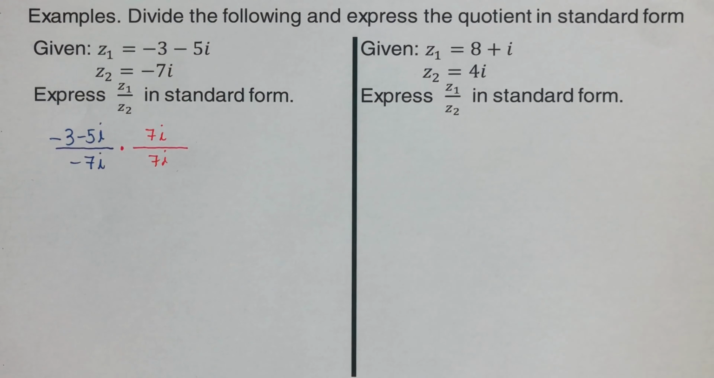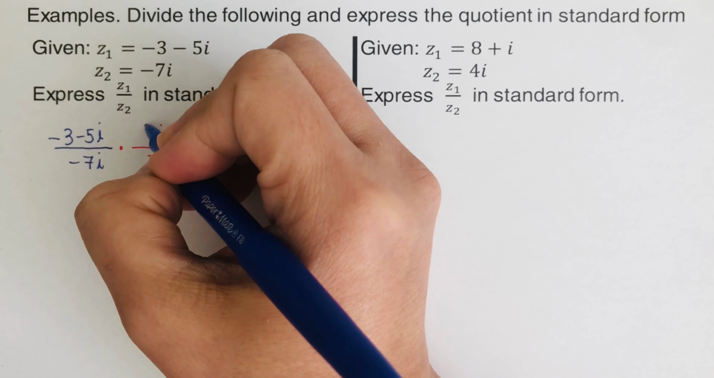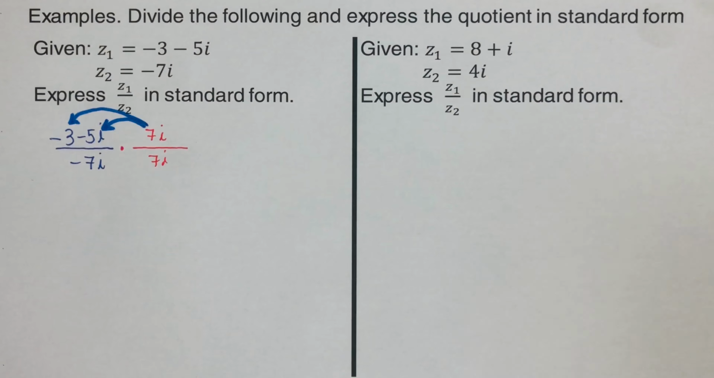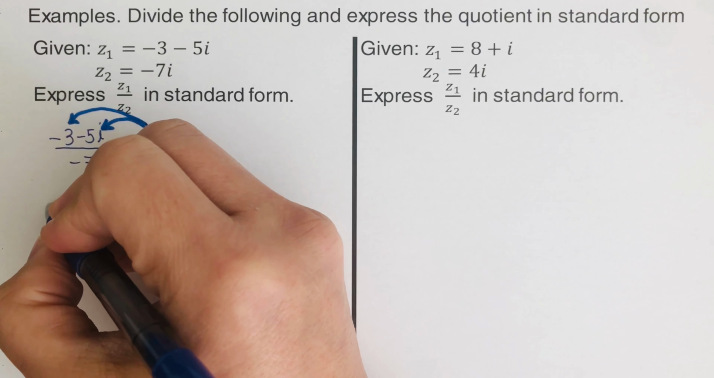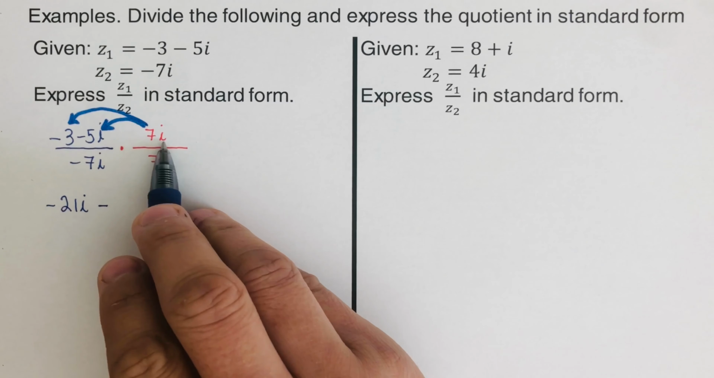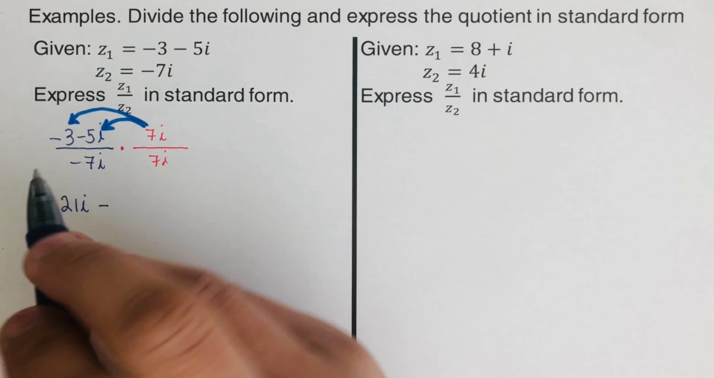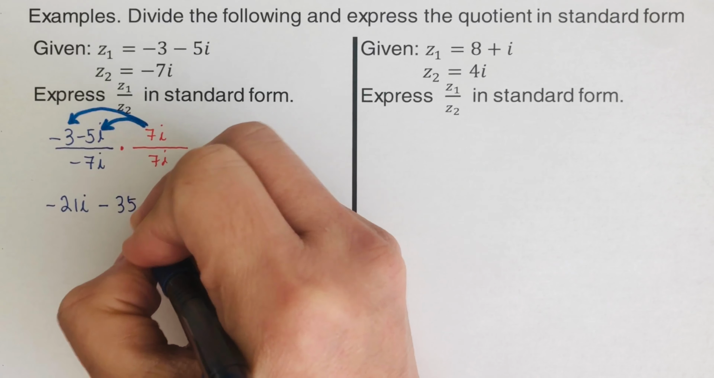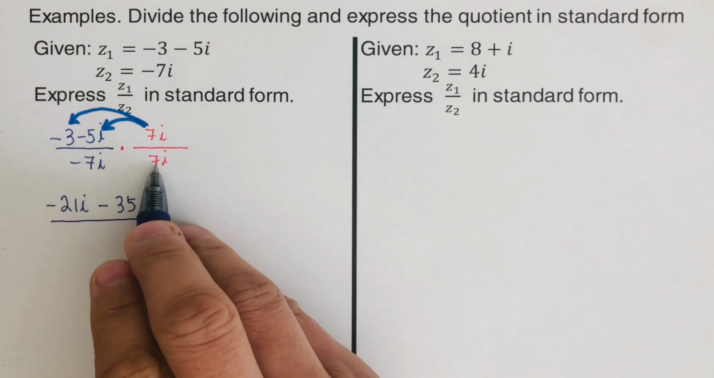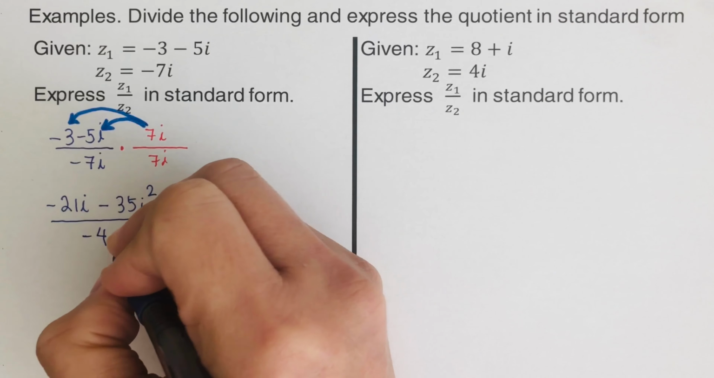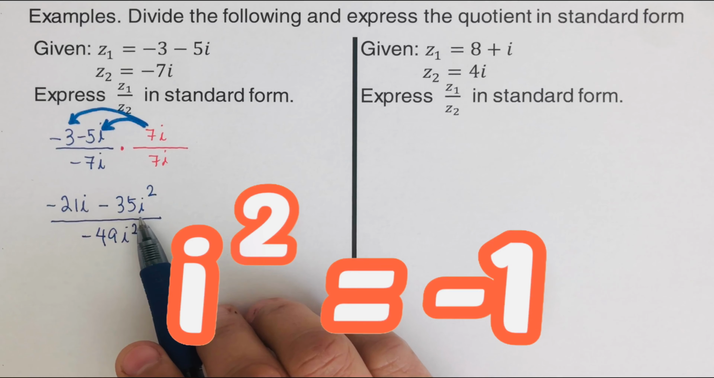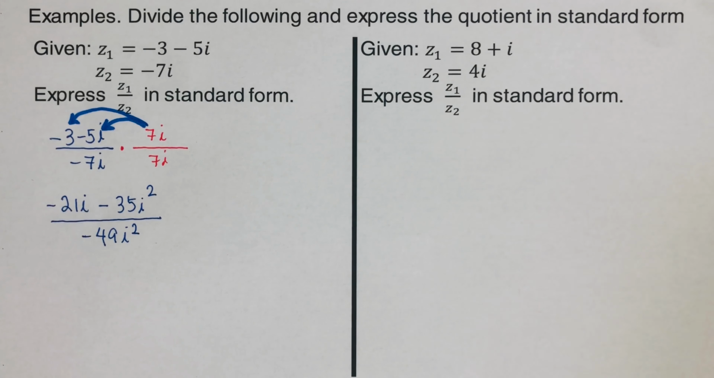So then we can go ahead and distribute this 7i to each of the terms of this numerator right here. So then this would come out. That's going to be -21i. So that's -21i minus 7i times -5i is -35i squared. So you have an i, and that is over, we multiply these two together, that would be -49i squared. Now, we remember that i squared is equal to -1. So we can simplify this. So this would come out.